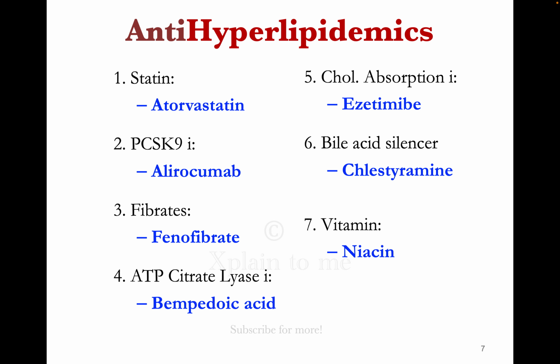But the main factor is they can reduce a really good level of triglycerides. Okay, that's a major indication. And another point, the same mechanism can cause some adverse effects.